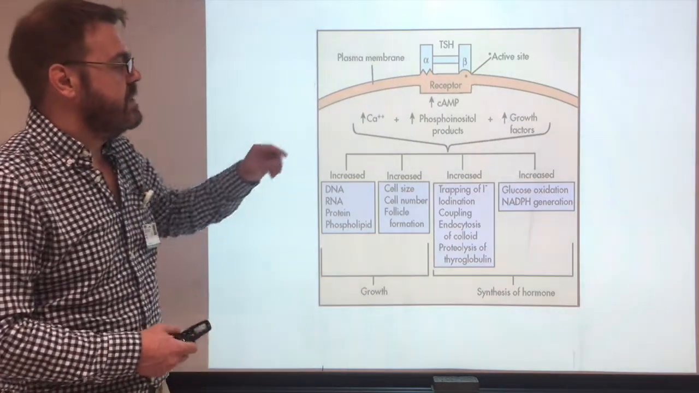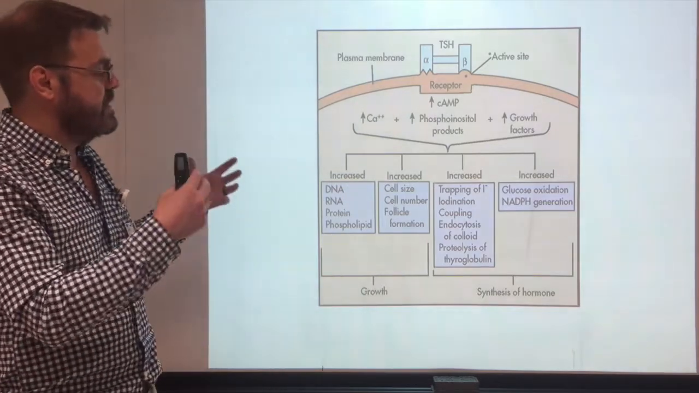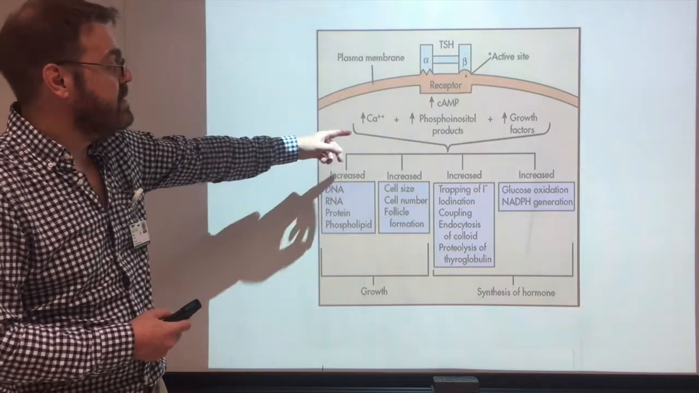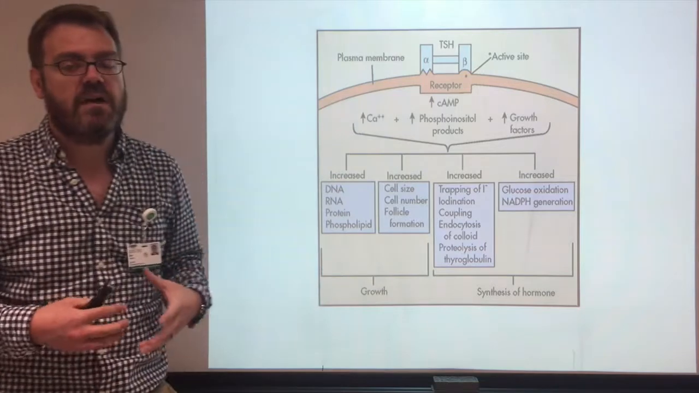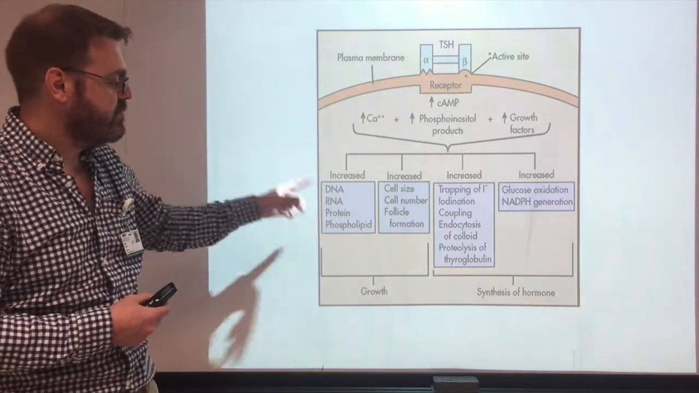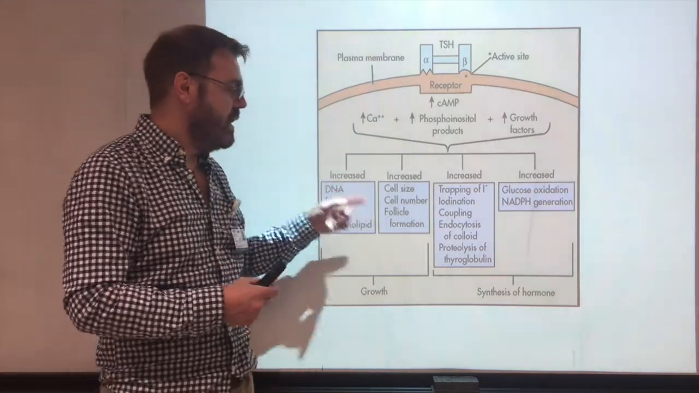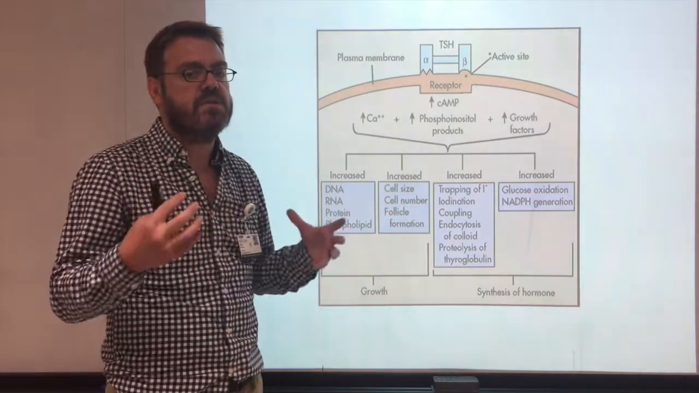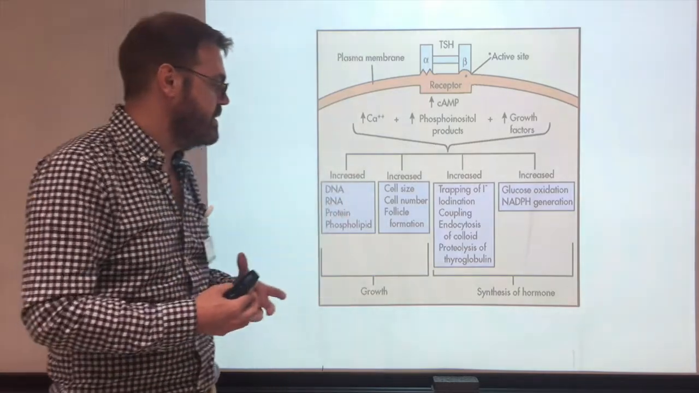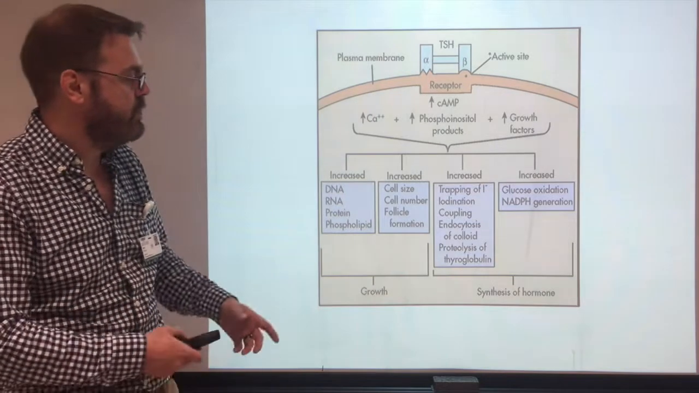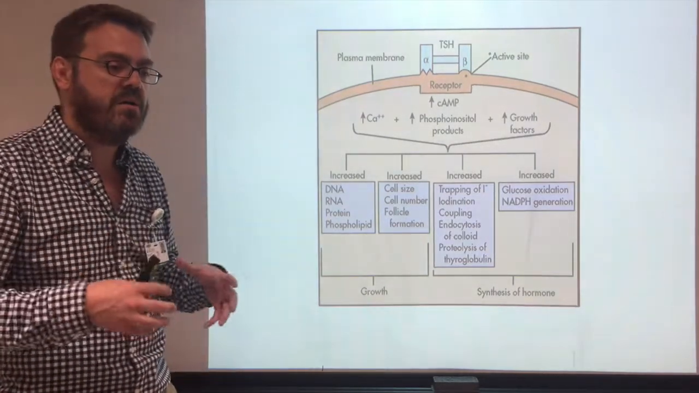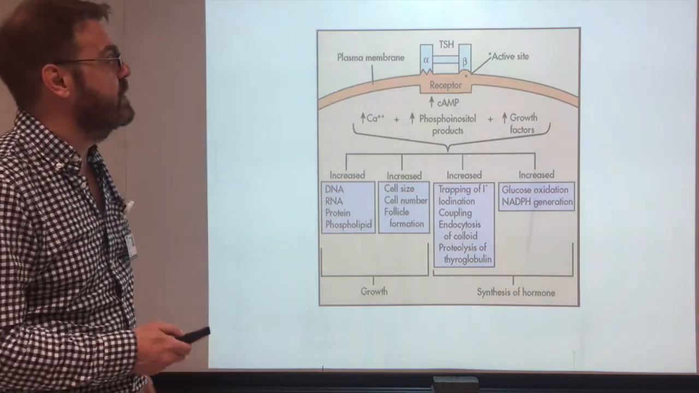Now, the effect of thyroid stimulating hormone on the epithelial cells of the thyroid gland is shown here. It binds to its receptor, increases cyclic AMP, increases calcium, and increases growth factors, and it has a tropic effect on these cells and on the whole of the thyroid gland. And what I mean by tropic is that it increases nucleotide synthesis and protein synthesis, and this increases cell size, cell number, and the number of follicles that form. So the whole thyroid gland begins to grow, and that's what tropic means. And you get increased trapping of iodine as a result, increased colloid synthesis, and proteolysis of thyroglobulin, releasing more hormones, and you get increased glucose oxidation and NADPH generation. Essentially, TSH makes the gland work harder and grow bigger, and so it's said to have a tropic effect.